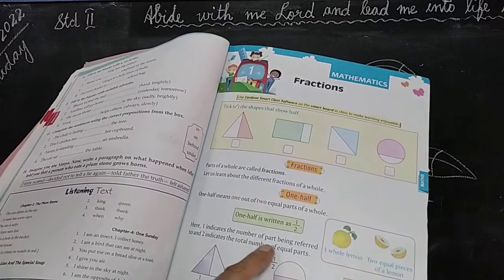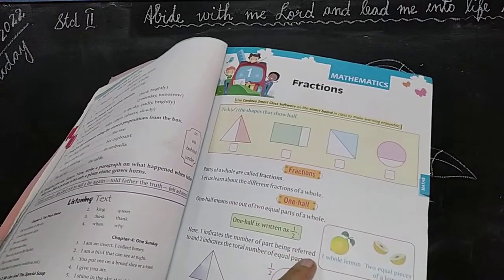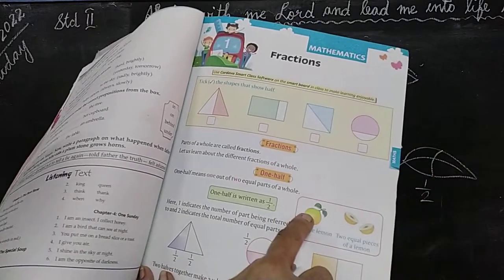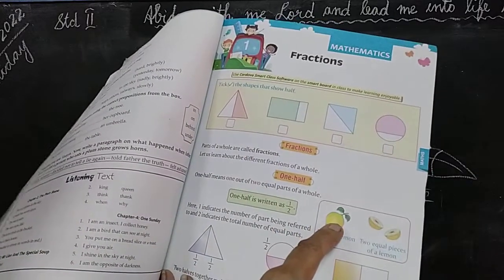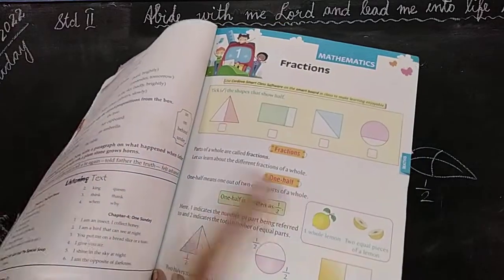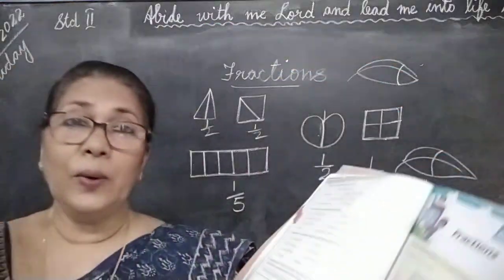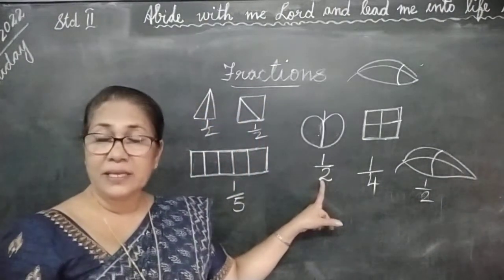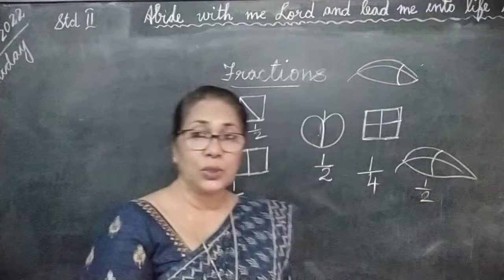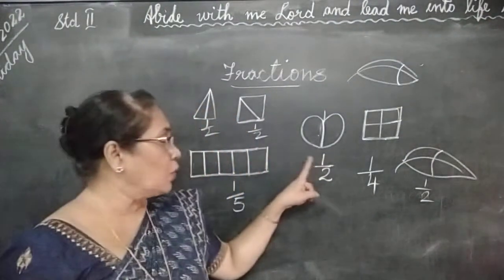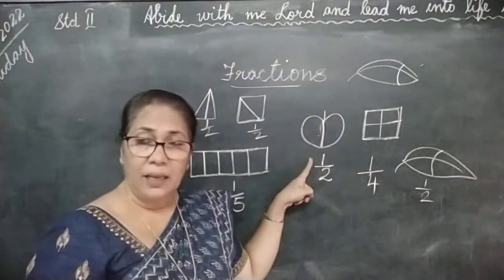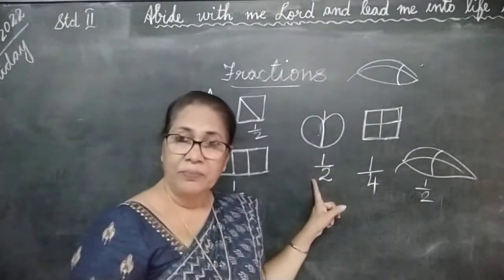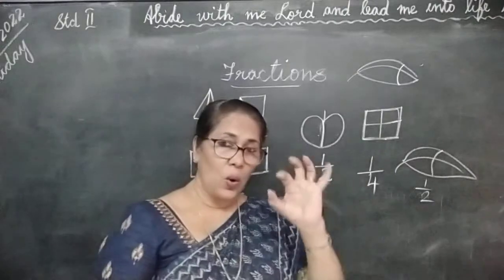1 indicates the number of parts being referred. So 1 is the whole thing which is shown here, the whole part. When you cut it into 2 or make it into 2 parts, that is the number you write down. That is showing the 2 parts. This is showing one whole thing. You made it into 2 parts. Can you follow what I am saying?